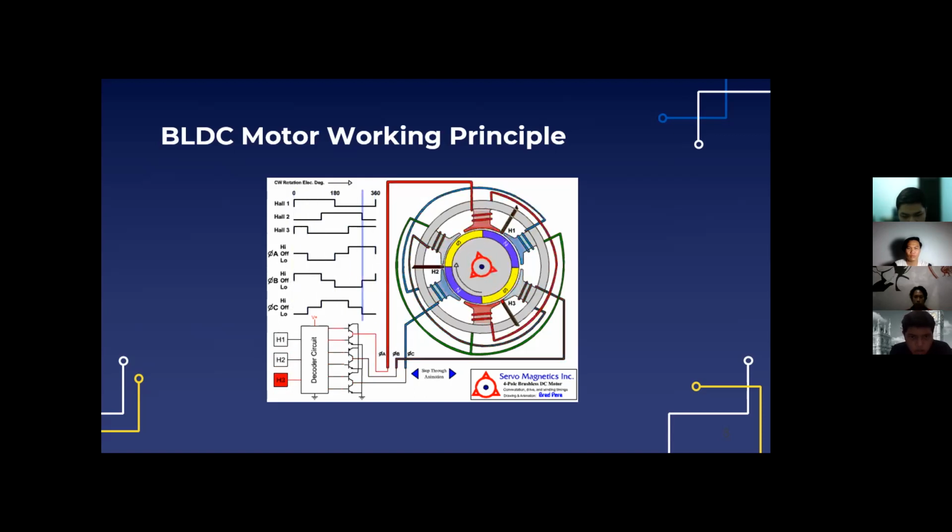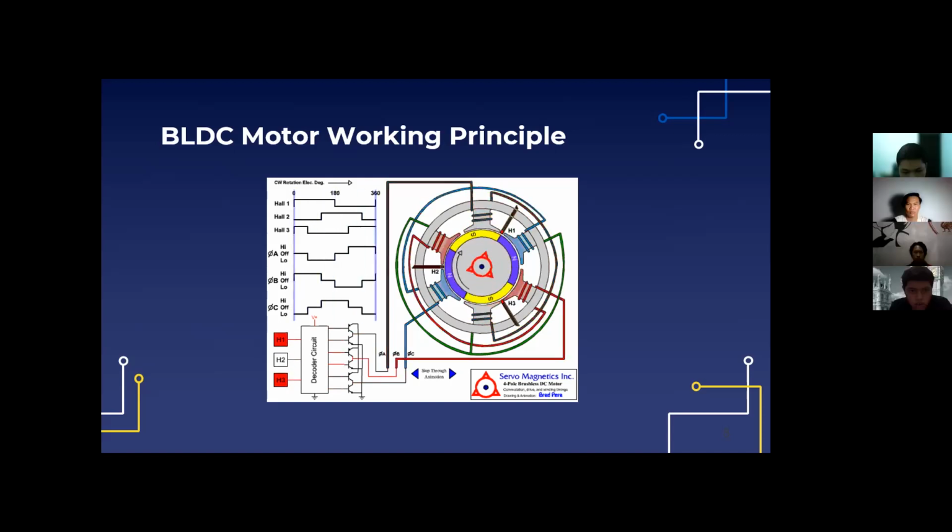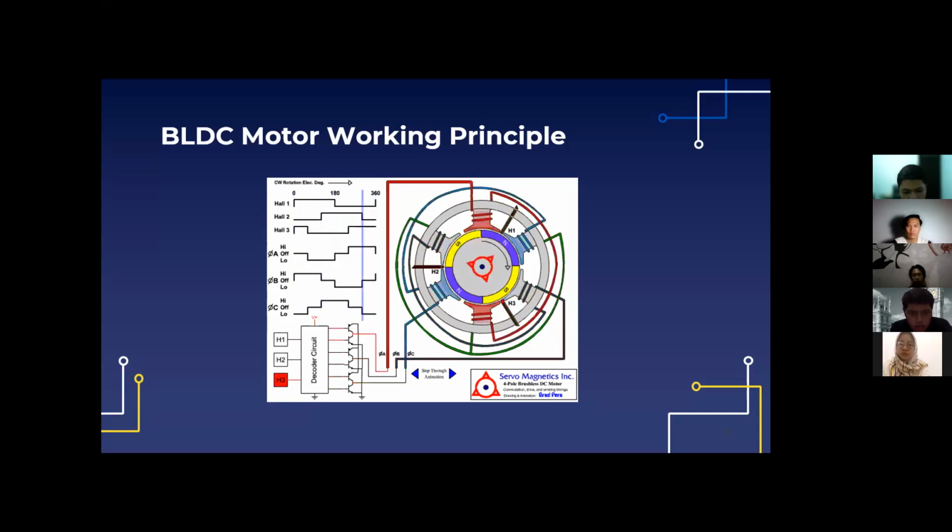The principle is when Hall effect sensor 1 is in the north position, the B winding will be energized. When Hall effect sensor 2 is in the north position, the winding of C will be energized, and when Hall effect sensor 3 is in the north position, the winding of A will be energized.